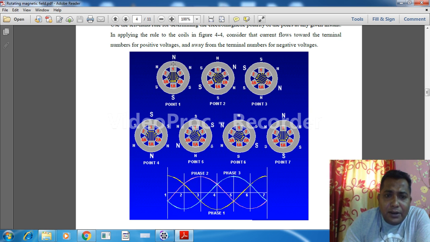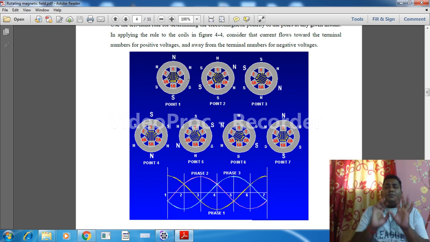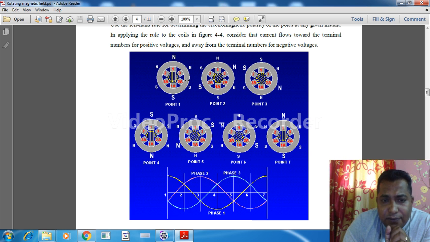See, this is phase 1, this is phase 2, and this is phase 3. So the phase 1 flux direction is this, phase 2 flux direction is this, phase 3 flux direction is this. So like this way, you just check, you just follow what is there. So here 3 north poles are presenting over here, and 3 south poles are presenting over here.